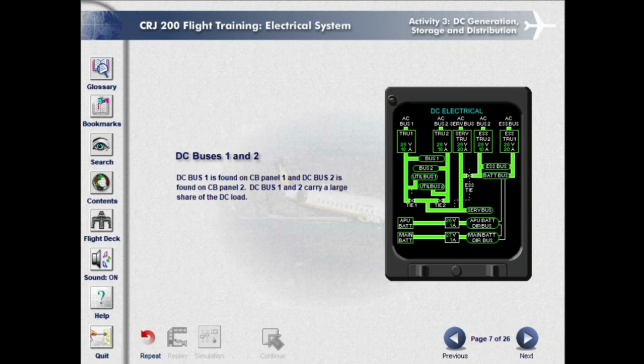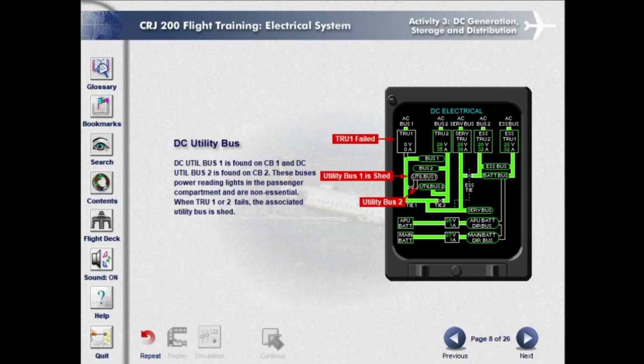DC buses 1 and 2. DC bus 1 is found on circuit breaker panel 1, and DC bus 2 is found on circuit breaker panel 2. DC bus 1 and 2 carry a large share of the DC load. DC utility bus. DC utility bus 1 is found on CB1, and DC utility bus 2 is found on CB2. These buses power reading lights in the passenger compartment and are non-essential. When TRU-1 or 2 fails, the associated utility bus is shed.